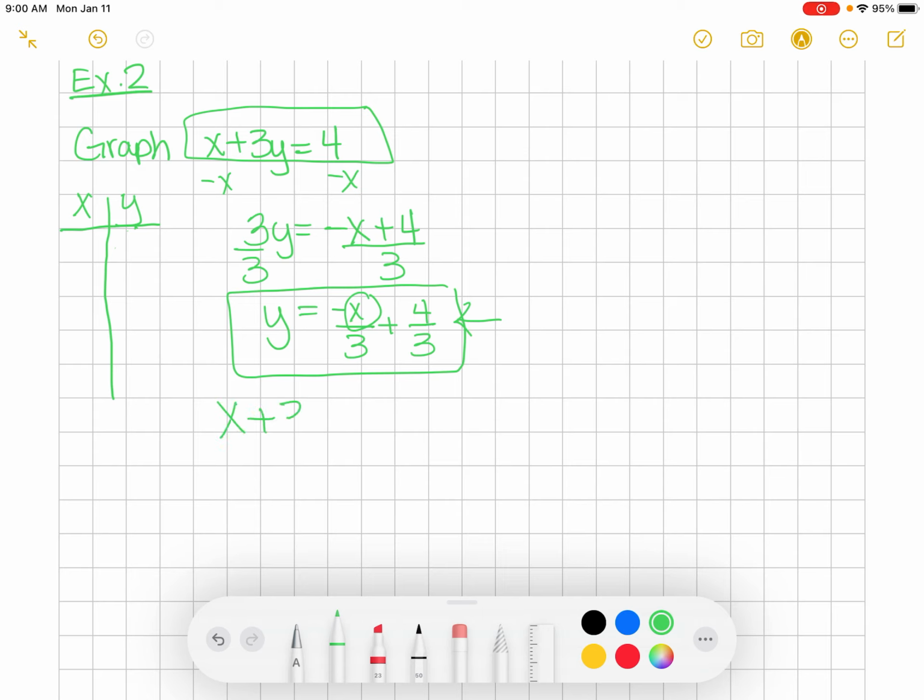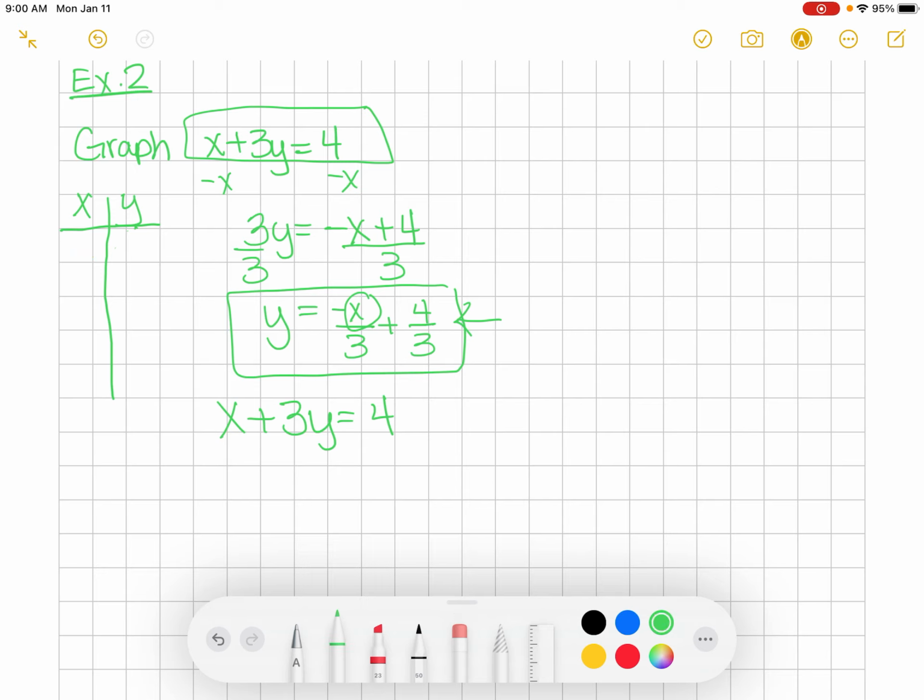So if I take the first equation, and I pick an x, so let's say I pick 0. I say 0 plus 3 times y equals 4. So then I just kind of solve this for y. But when I do that, I see that I'm going to get a fraction, and I don't like fractions on my t-charts. They're too hard to graph. So I'm not going to pick 0. I'm going to pick a different number.